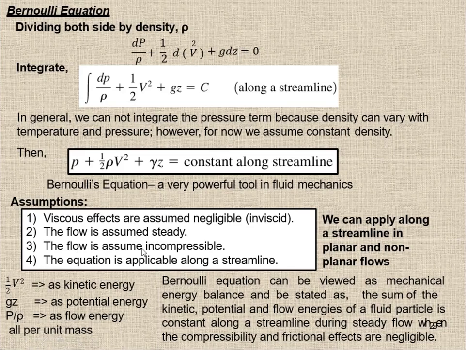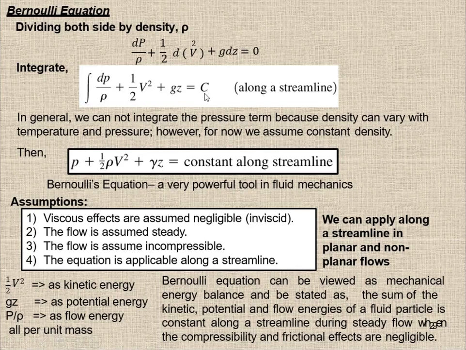The flow is assumed to be incompressible. The equation is applicable along a streamline only. This equation is valid for a single streamline. If you want to apply this equation onto multiple streamlines with a different constant value, you cannot apply this equation. To apply this equation, all the streamlines must have the same constant C.